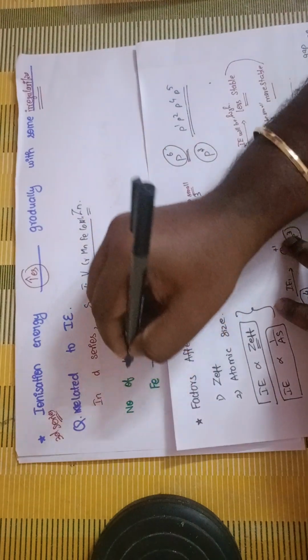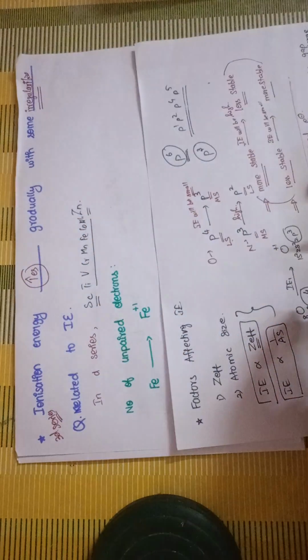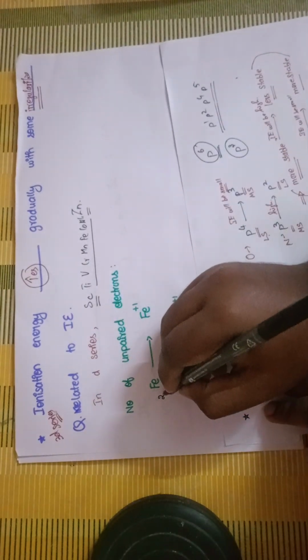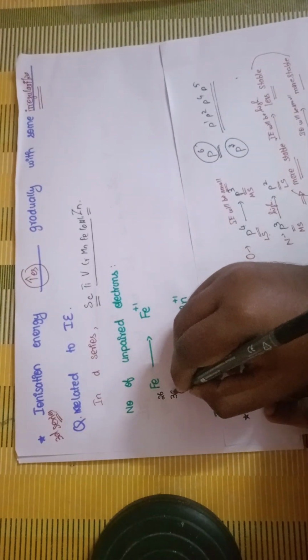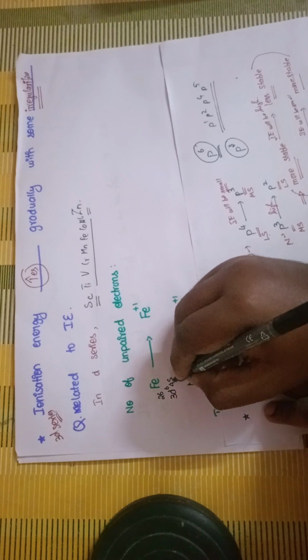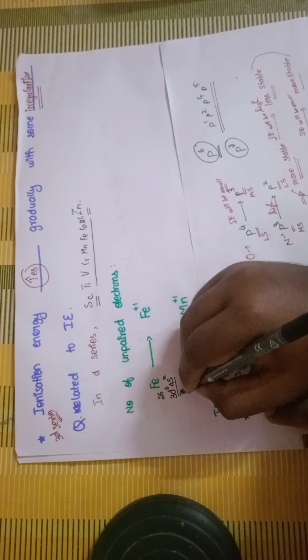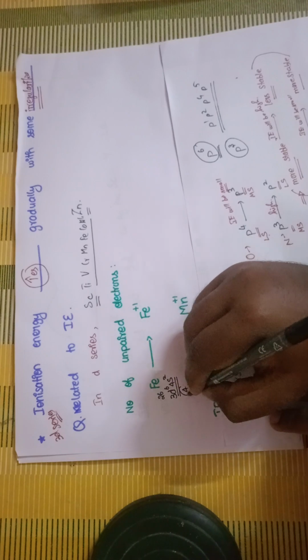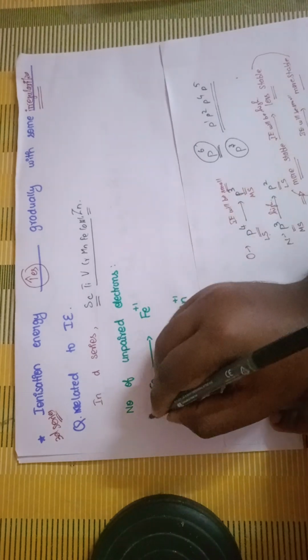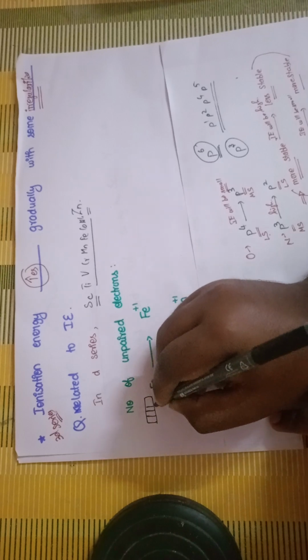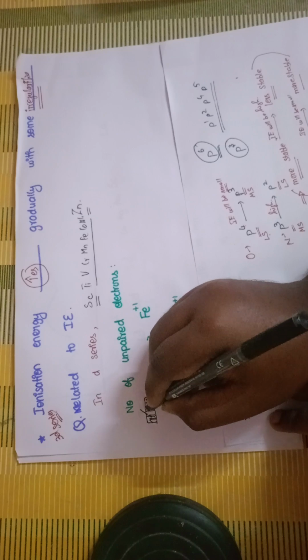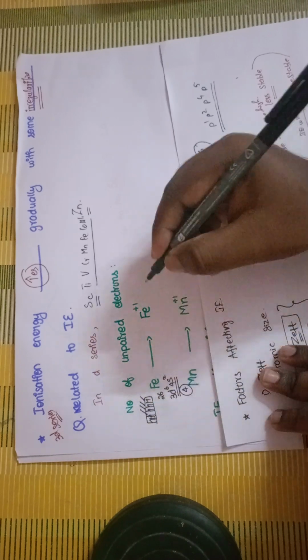So, number of unpaired electrons. First, Fe, atomic number 26. Configuration 3d6 4s2. How many unpaired electrons are present in the neutral state? 3d6 means 4 unpaired electrons. Am I right? 1, 2, 3, 4, 5, 6. 4 unpaired electrons.